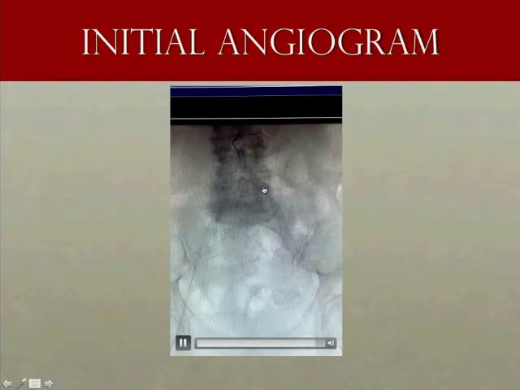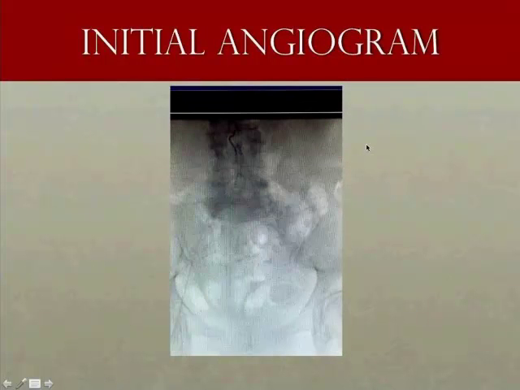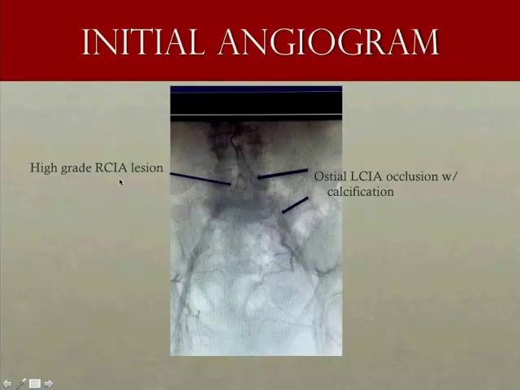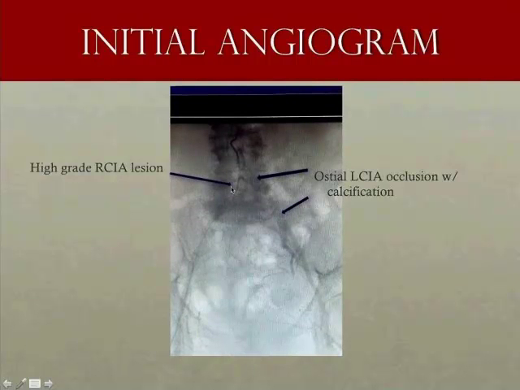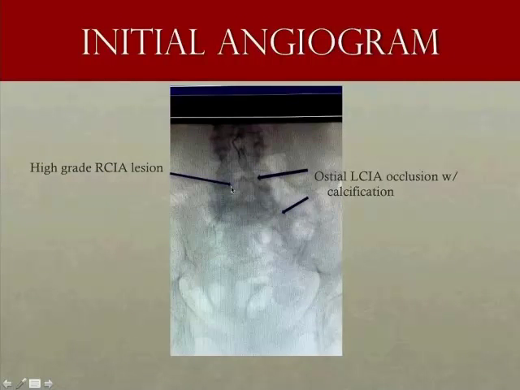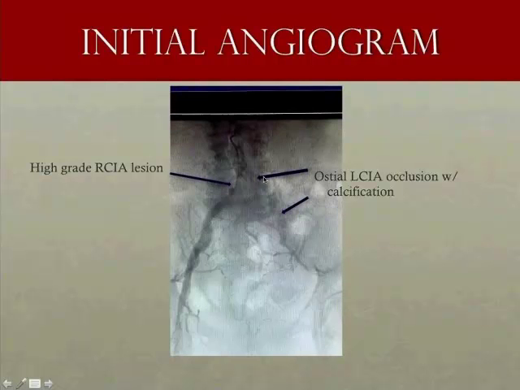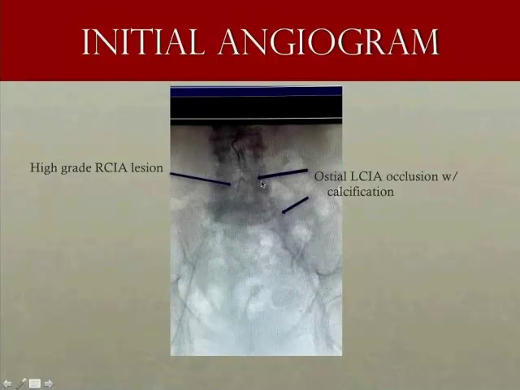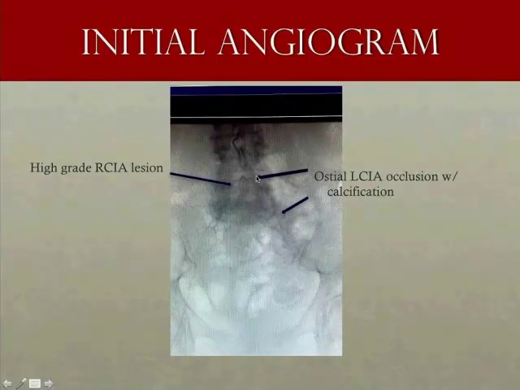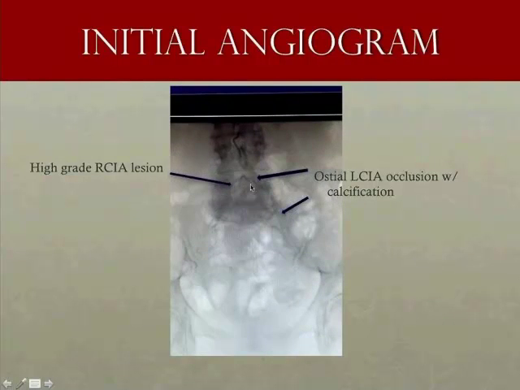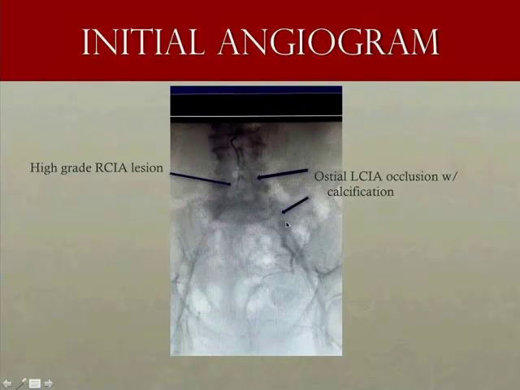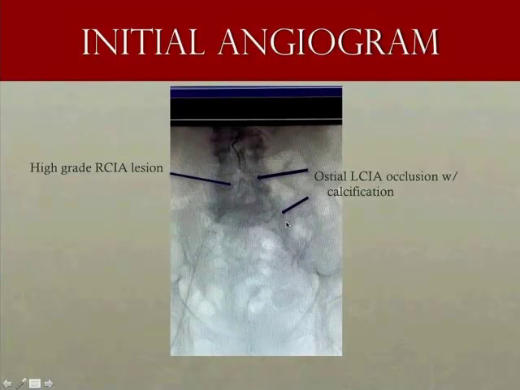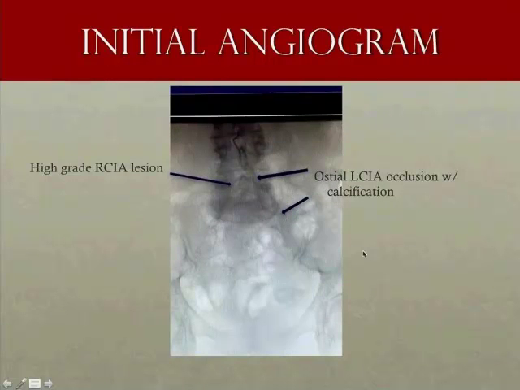In addition, you'll notice that she has a high-grade right common iliac artery lesion that involves the distal abdominal aorta. And she has a fair amount of calcification involving the proximal mid-portion of her left common iliac artery. In fact, there's an ostial occlusion that extends all the way from the beginning of the artery down to almost the iliac bifurcation. So, a fairly extensive amount of disease.